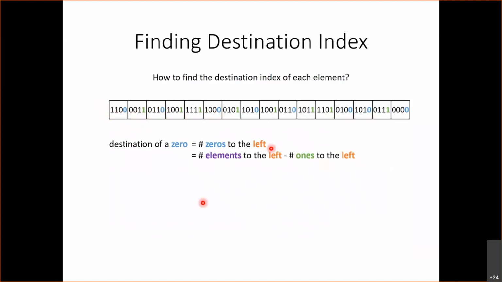So the number of zeros to the left is the number of elements to the left minus the number of ones to the left. And the number of elements to the left is just the index of the element, right? This element is at index 0 and it has 0 elements to its left. This element is at index 1, it has 1 element to its left. This element is at index 2, it has 2 elements to its left. So the number of elements to the left is basically the index of the element. So basically the destination of a zero is going to be the index of the element minus the number of ones to the left of the element. That's going to be the destination of the zero. Okay, clear? Questions?